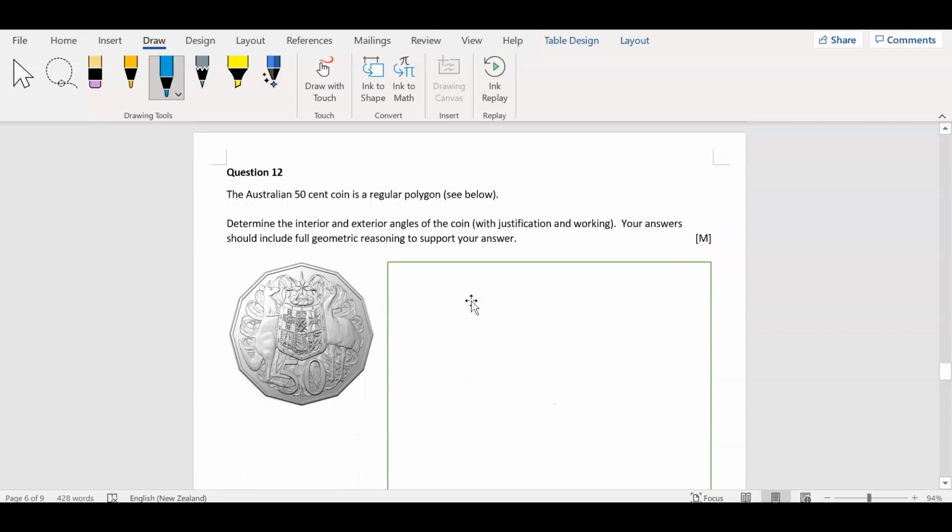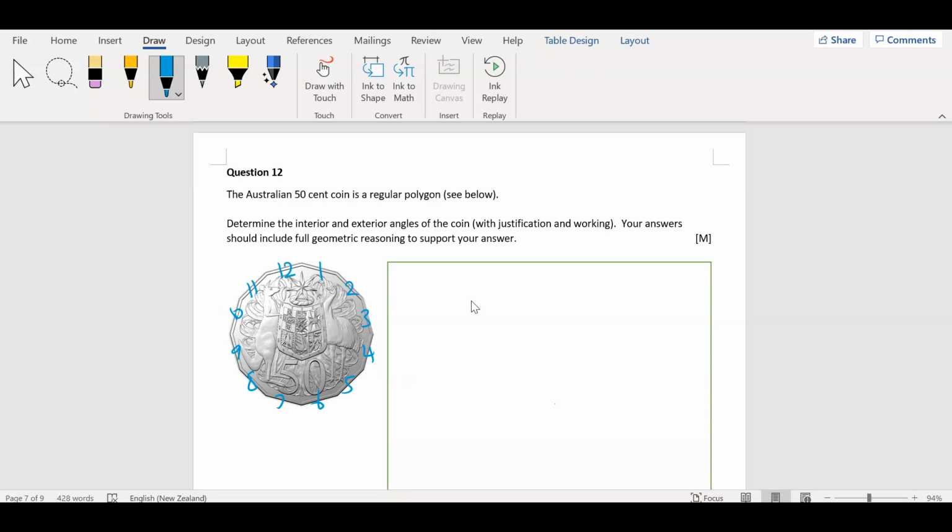We're shifting on to the Australian coin. The Australian 50-cent coin is a regular polygon. We've been asked to determine the interior and exterior angles of the coin with justification and working, so our answers should include full geometric reasoning. The first thing you needed to do is count how many sides this coin has. I would have gone 1, 2, 3, 4, 5, 6, 7, 8, 9, 10, 11, 12. So we've got 12 angles.